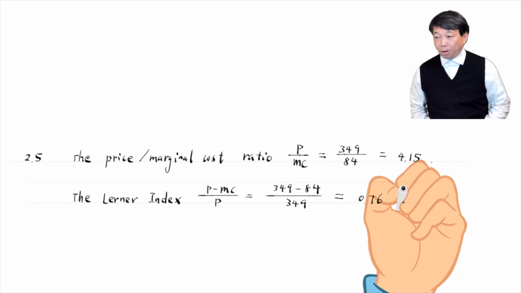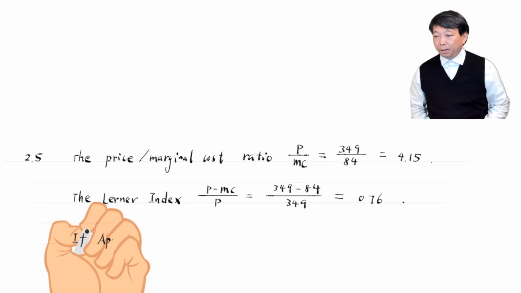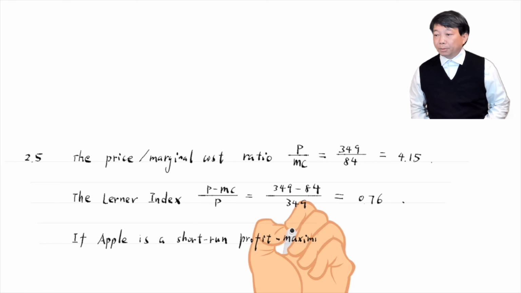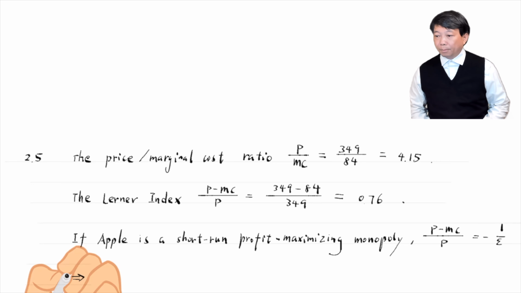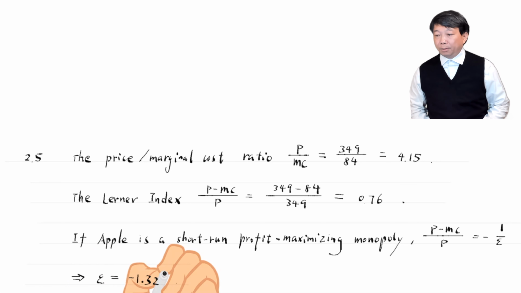If Apple is a short-run profit-maximizing monopoly, it sets output such that marginal revenue equals marginal cost at that output level. And we will have the relationship between the monopoly market power and the demand elasticity. We can solve for the demand elasticity.